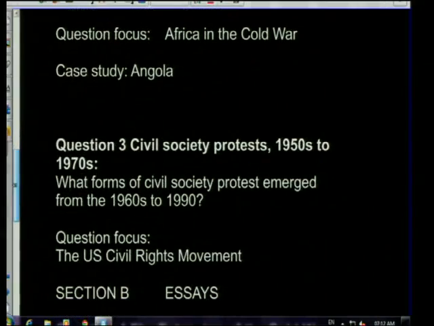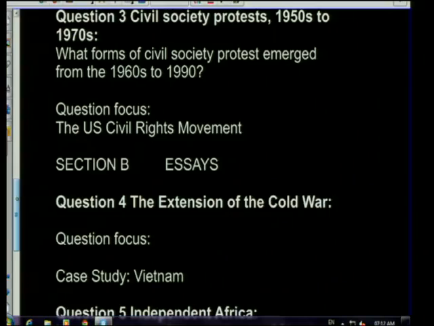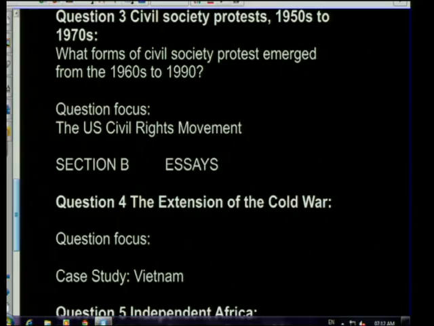And then question 3 will be civil society protests from the 1950s to the 1970s. The main question there is, what forms of civil society protest emerged from the 1960s to 1990? The focus will be the United States civil rights movement. So that will be your section A. And remember, you're supposed to make a choice.